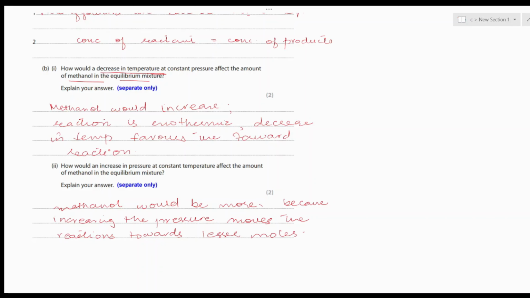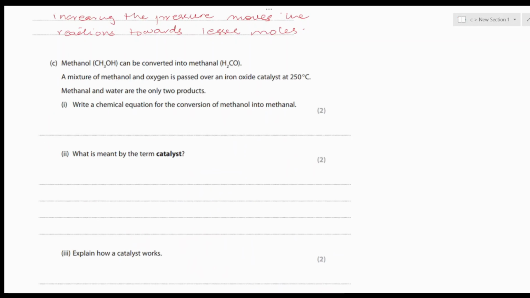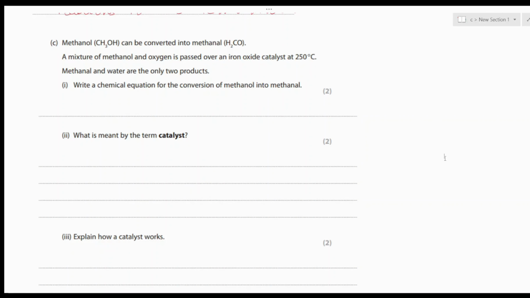Okay? Let's move to this next part. Okay, methanol is converted into methanal and the catalyst uses iron oxide. Temperature is 250. Methanal and water are the only two products. Write the equation.